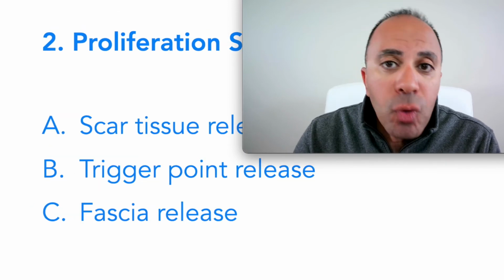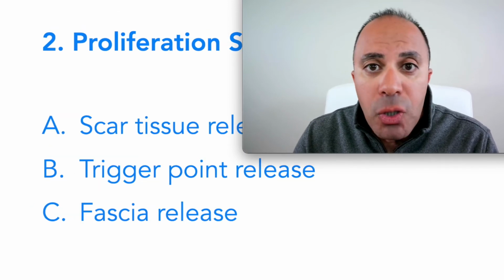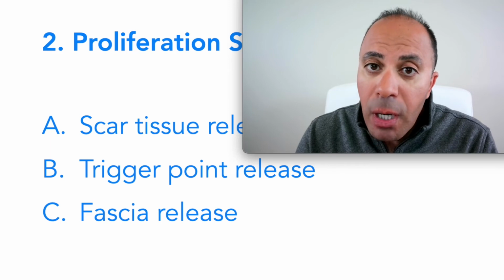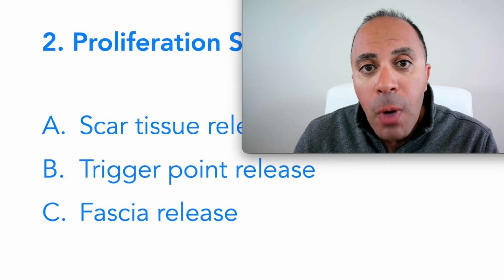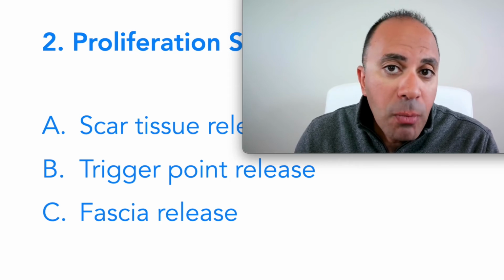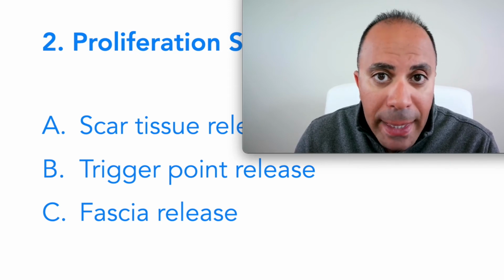So we have to work on the proliferation stage. In order to do that, we have to work on the scar tissue, the trigger points, and fascia restrictions. That will help to decrease the muscle spasm that is compressing on the nerve in the back.